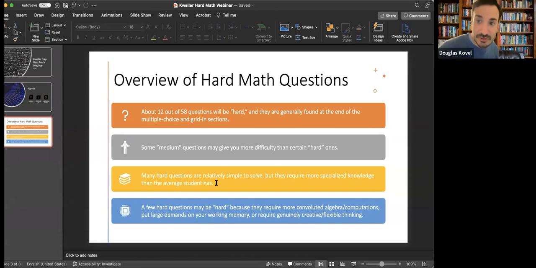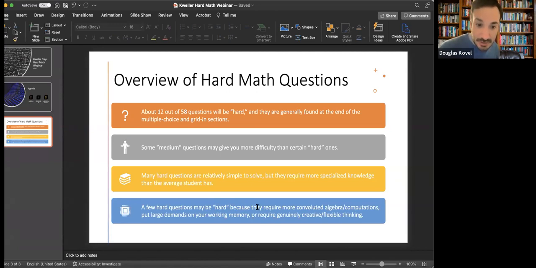That being said, there are questions that could be hard for other reasons. So for example, there are a handful that might require some more convoluted algebra or computations. So even a student who knows what they're doing could still make a mistake along the way. And we're actually going to see one question like that today where there's a lot of computations involved. So even a student who knows what formula they're supposed to do and does almost everything perfectly can make one little error that's going to throw the whole answer off.